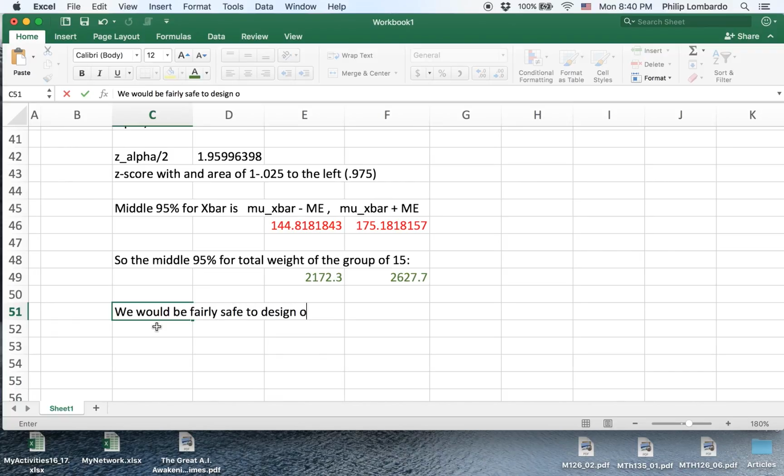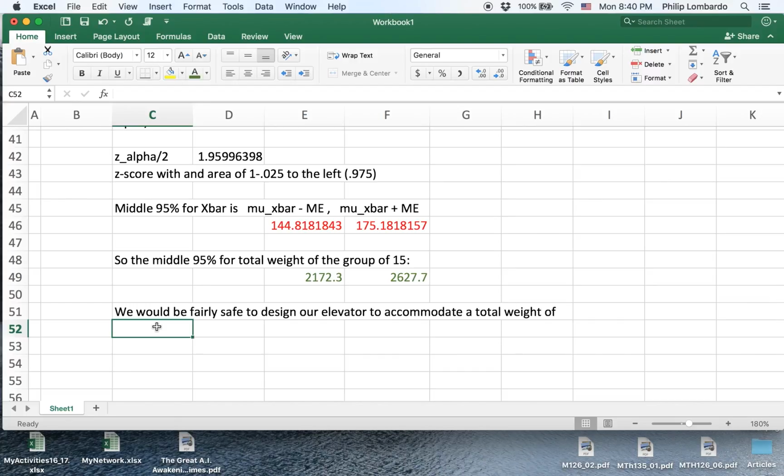So looking at this, we would be fairly safe to design our elevator to accommodate a total weight of, let's say, 2,630, right? So we're just going to take a look at this and round up to the nicest value. If our elevator could accommodate 2,630 pounds, then we should be relatively safe, right? We'd have a confidence of about 95% that a group of a maximum size 15 shouldn't be pushing our maximum weight, okay? So that's one use for why you might want to know the middle 95% for the total weight.